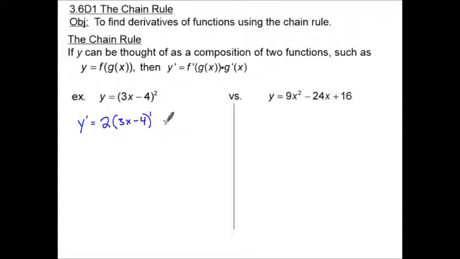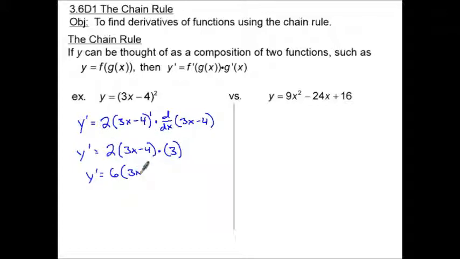Now the chain rule says that I have to do that, and then I have to multiply by the derivative of the inside function, in this case 3x minus 4. So, following the chain rule, I've got 2 times my 3x minus 4, and I'll just leave that alone for now, just to help stress what's going on, and then times the derivative. The derivative of 3x minus 4 is a nice simple 3. A couple steps here just to clean up: I'll put the 2 and 3 together to make a 6, and then distribute that into the 3x minus 4, so my derivative is 18x minus 24.